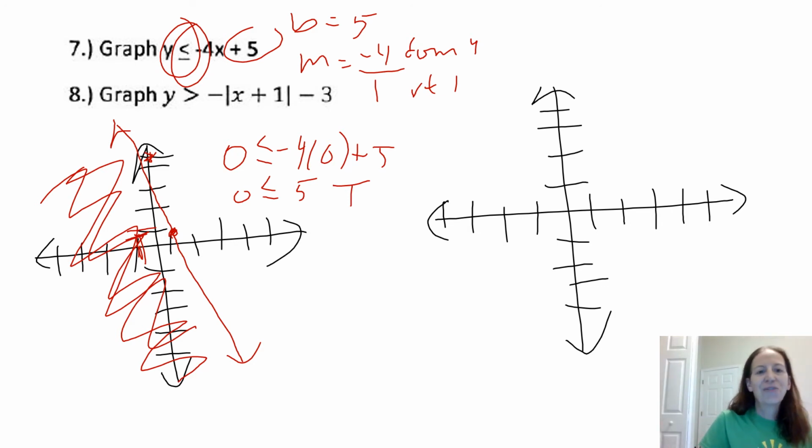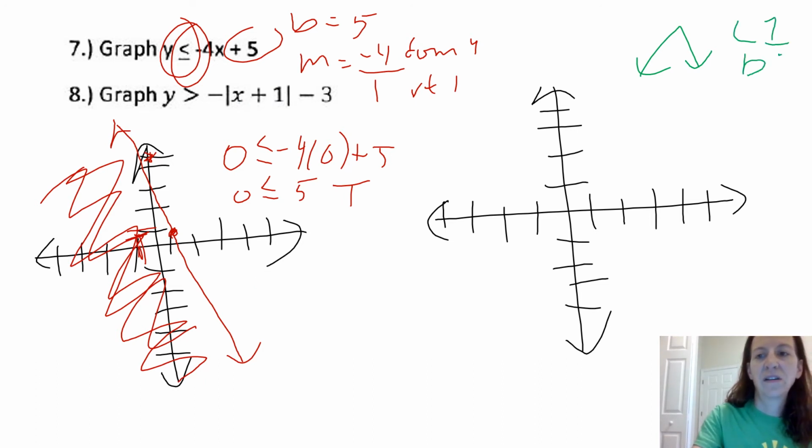Okay, so remember that this is an absolute value function, and absolute value functions are going to be V-shaped. This requires you to remember your transformations: left, right, up, down, flip. This one is going to be flipped over, so it's going to look like that. And it is going to go left 1 and down 3.